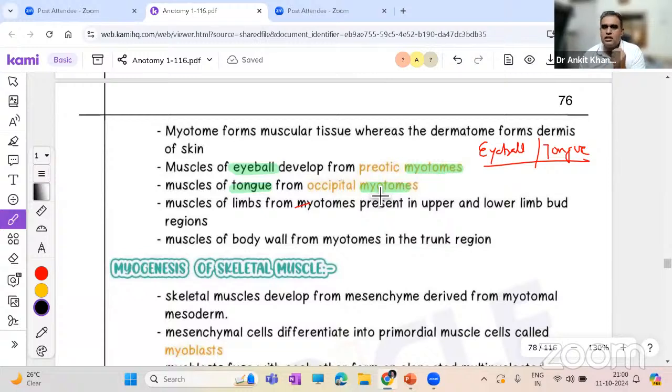Out of all of these muscles, the somites are only giving rise to the eyeball and the tongue muscles. The rest of the muscles are not coming from somites, they are coming from neural crest cells. The facial muscles, the masticatory muscles, the laryngeal, pharyngeal muscles, they are coming from neural crest cells, not from the myotomes. Myotomes are giving rise to only the muscles of the eyeball and tongue.